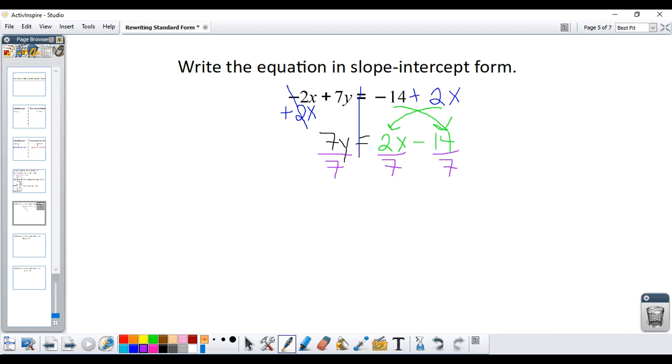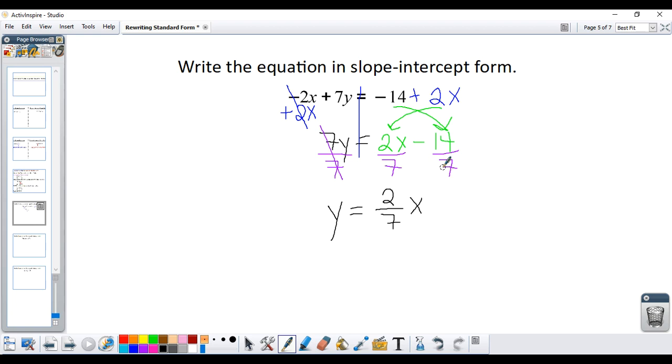And on the left side, 7 divided by 7 is 1. So now I have y equals 2/7. I can't do anything to simplify that or divide it anymore, so I'm going to leave it as 2/7. And then my x.